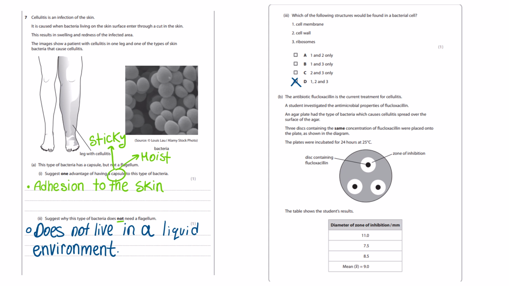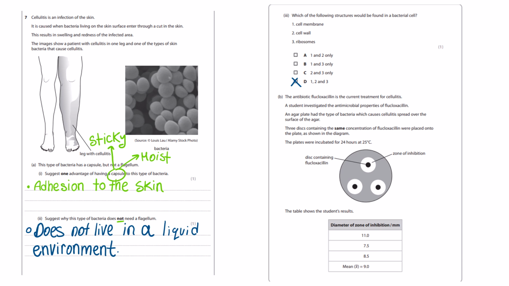Question number 7. So cellulitis is an infection of the skin. It is caused when bacteria living on the skin surface enter through a cut in the skin. This results in swelling and redness of the infected area. The image shows a patient with cellulitis in one leg and one other type of skin bacteria that causes cellulitis.